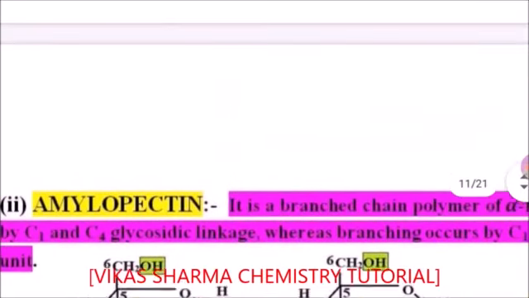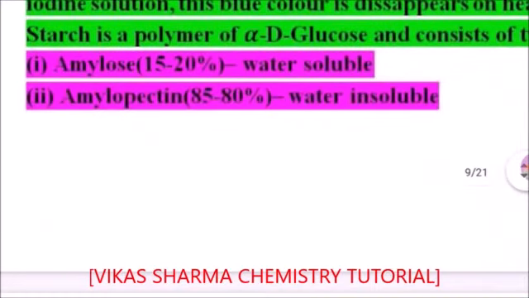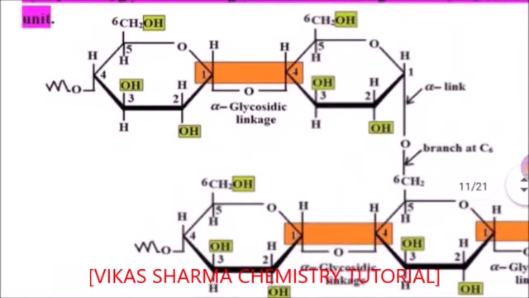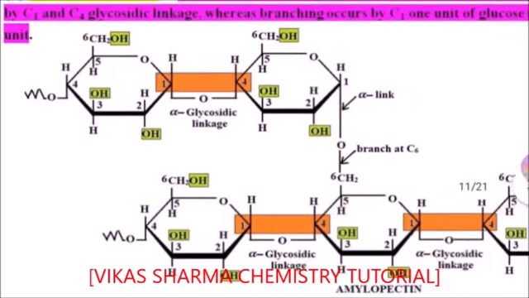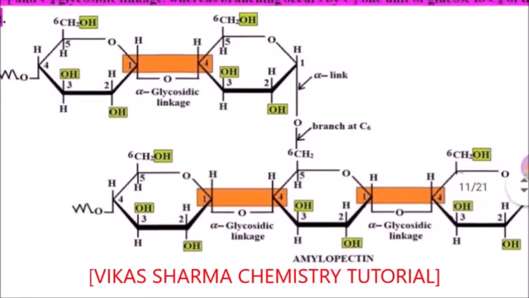Students, the third difference, keep this in your mind: amylose is water soluble, but amylopectin is not soluble in water, it is water insoluble. The structure is usually not asked in an exam, since it is difficult to draw, but learn which carbon atoms are joined by the alpha link and which carbon is involved in the branch. From the display you can easily learn the relation between the alpha link, the branched condition and the straight chain condition.